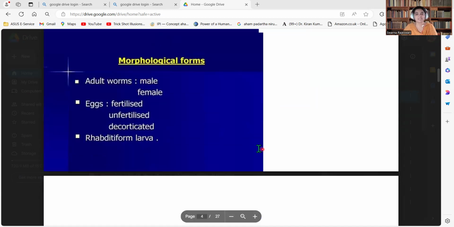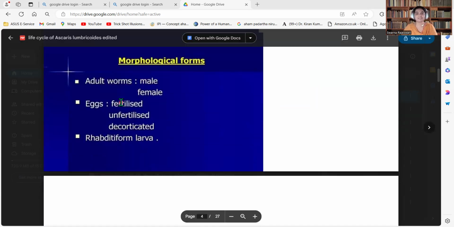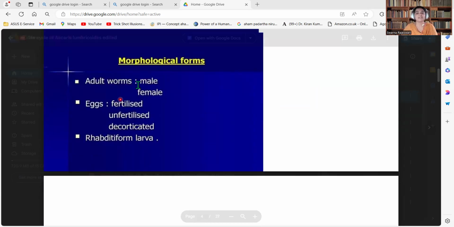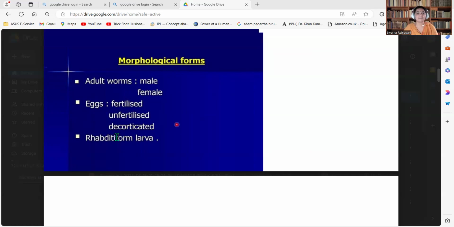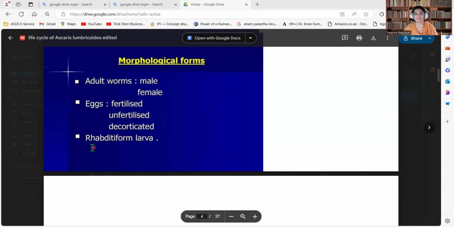When we see the morphological forms, means different forms, how this worm occurs, it has two forms, that is male form as well as the female form. When we see the eggs of Ascaris, some are fertilized eggs, some are unfertilized and some are decorticated. The larval form of Ascaris lumbricoides is called as Rhabditiform larva. So we have to remember the larval form of Ascaris lumbricoides is Rhabditiform larva.